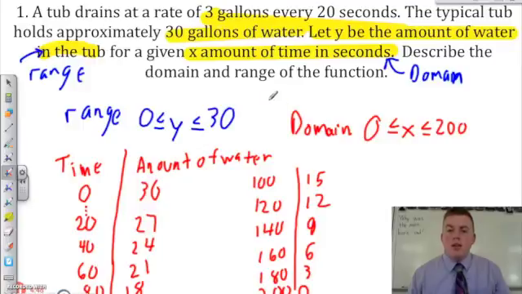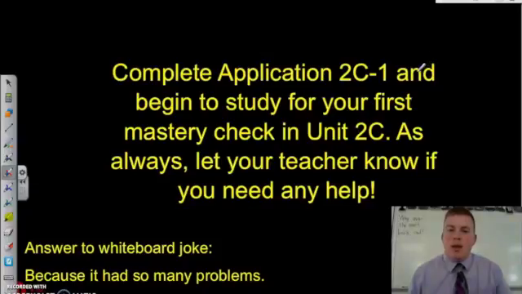Alright, so go ahead and use this as an example and go ahead and work the other 2 problems on this application. Make sure you complete the entire application and go ahead and study for your mastery check. It'll be your first one in Unit 2C, so good luck.